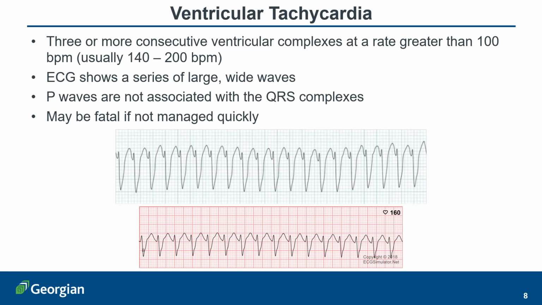The P waves themselves are not typically associated with the QRS complexes, and because of the large, wide QRS complexes, the P waves are not even identified over there. In the case of ventricular tachycardia, it has to be managed very quickly, otherwise it can prove to be fatal. It can progress to ventricular fibrillation and cause eventual death.